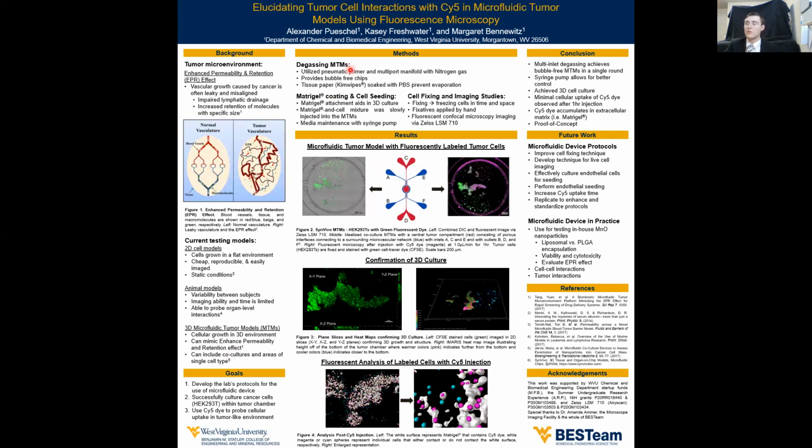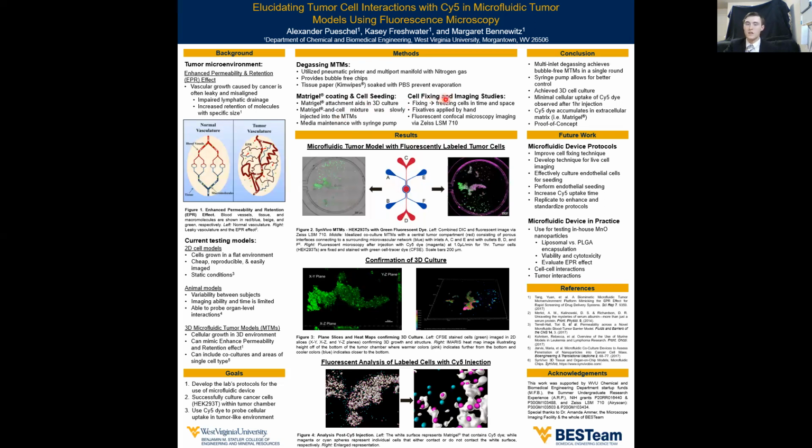How do we do this? Well, first we degas the MTMs by filling them with a saline solution and then using a multi-port manifold and pneumatic primer to flow nitrogen gas in. And that increased pressure helps force the air bubbles out. Next, we seed with a matrigel and seed coating, where cells are mixed with the matrigel and perfused or injected slowly. And then that helps create a 3D environment and a basement membrane for the cells to grow.